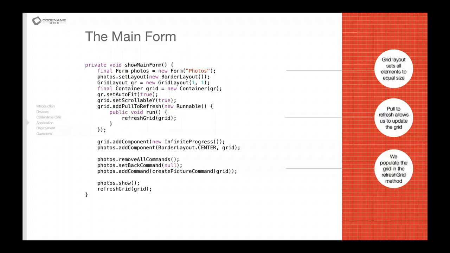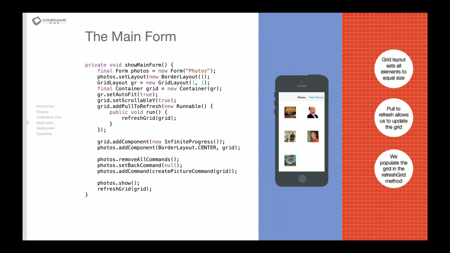Notice that we initially add infinite progress, which will later on be removed by the refresh grid. The infinite progress is just this wheel that rotates around to indicate a sort of infinitely going process.